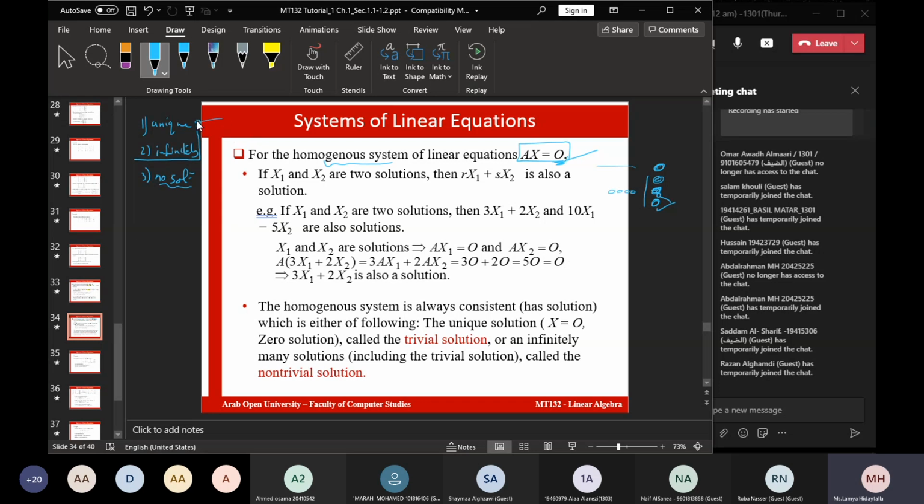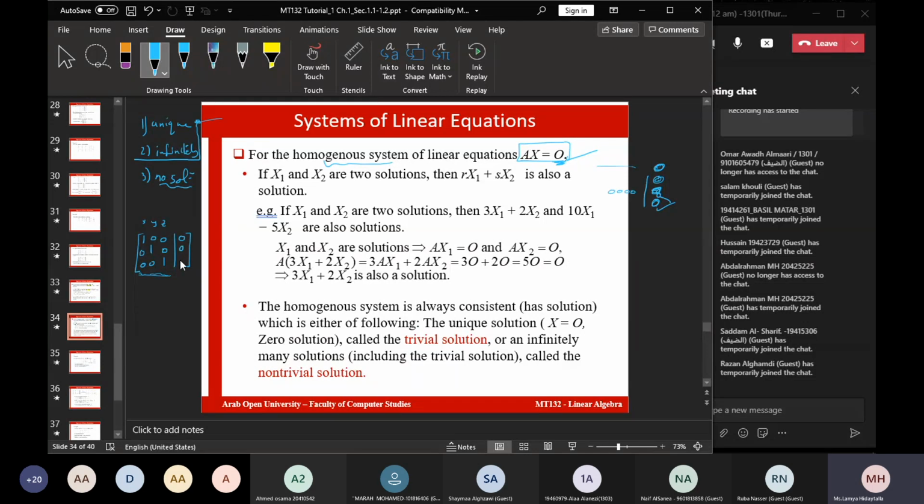Now for the unique solution: for the solution to be unique, the number of leading ones should equal the number of unknowns. Say I have 3 unknowns, x, y and z. Here 1 0 0, 0 1 0, 0 0 1. So this is the only way for the number of leading ones to equal the number of unknowns. If this is our case, we have a unique solution, but the system is homogeneous.